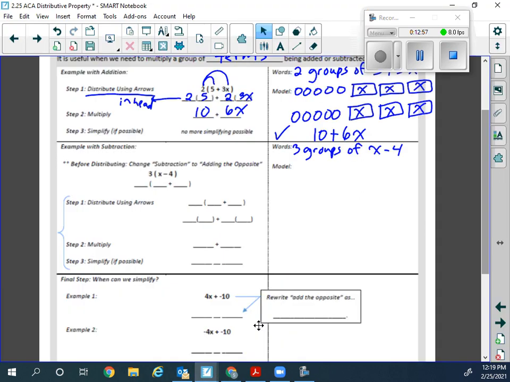So let's draw our model, 3 groups of x minus 4. So that means I need x. And then when I do my negatives, I just color them in. Some people like to actually put a negative sign like that, but you can just also color it in. And we need 3 of those. We're drawing what we just did on Brainy Camp.